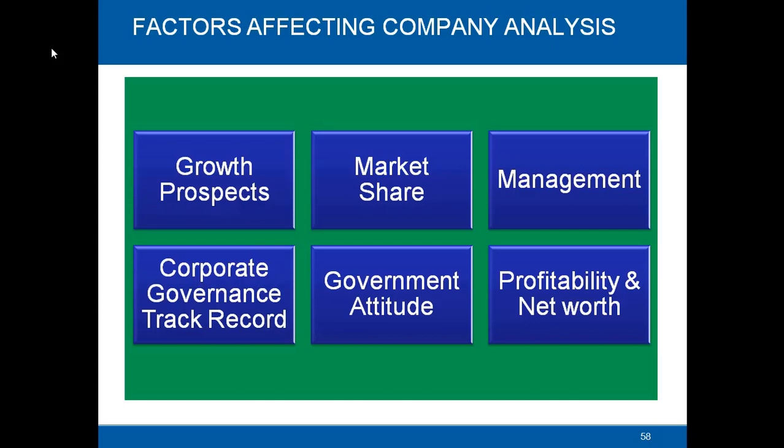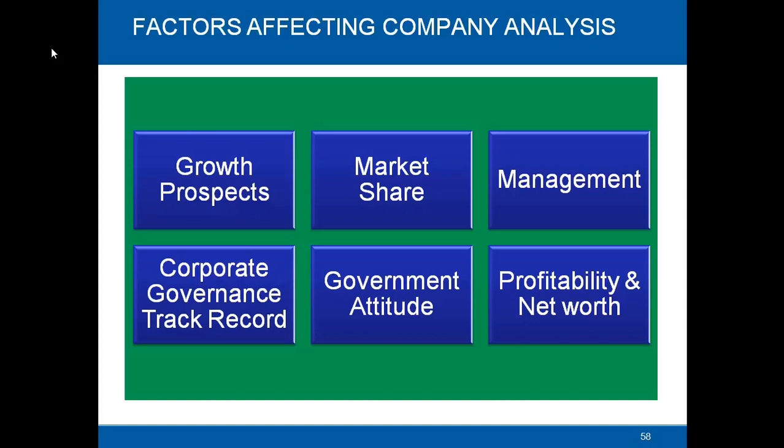So we would like to invest in companies that are trying to see that the market share is improving gradually. Then we look at the track record of the management. How well are they managing the company? Are they making good strategies to accomplish their goals? Are they using their resources well? Then we talk about the corporate governance track record. Here, how is the company taking care of all the stakeholders of the company, how are they using their resources, are they fair and transparent?